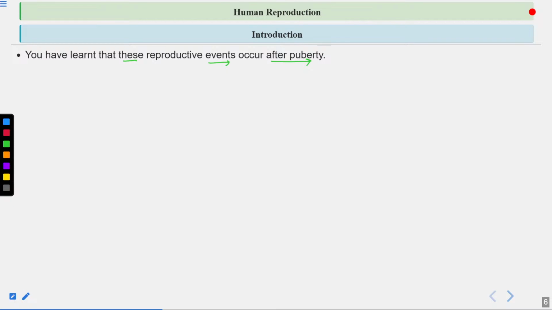In males, what are the secondary sexual characteristics? Again, pubic hair, facial hair, and deepening of the voice. So all these reproductive events occur after puberty. At puberty, the primary sex organs become active and start secreting hormones. We'll talk about the primary sex organs also. These are the testes in males and the ovaries in females.